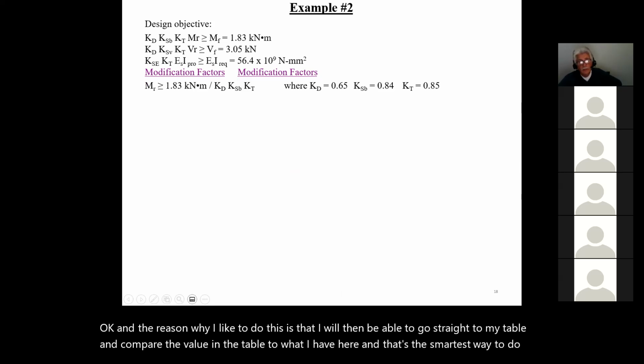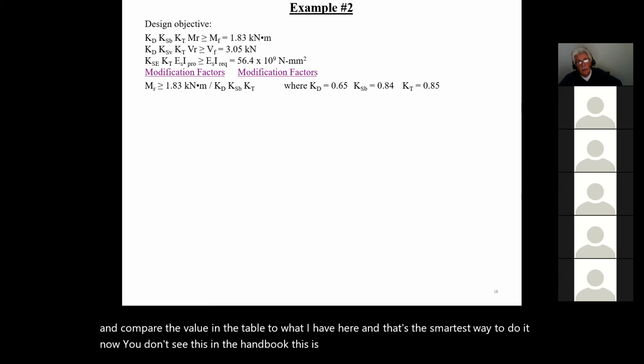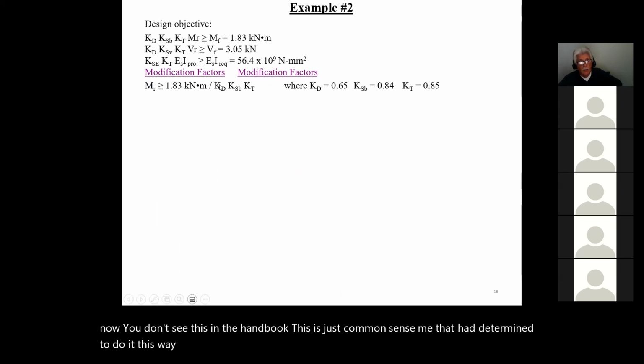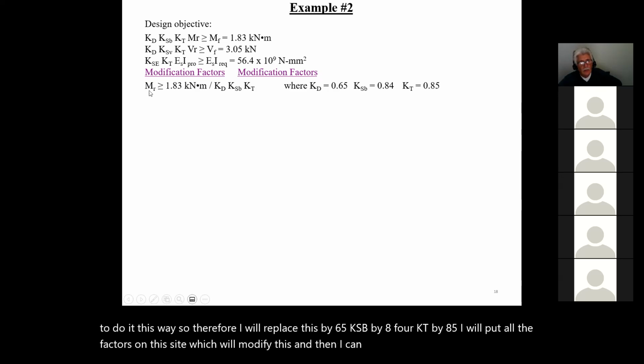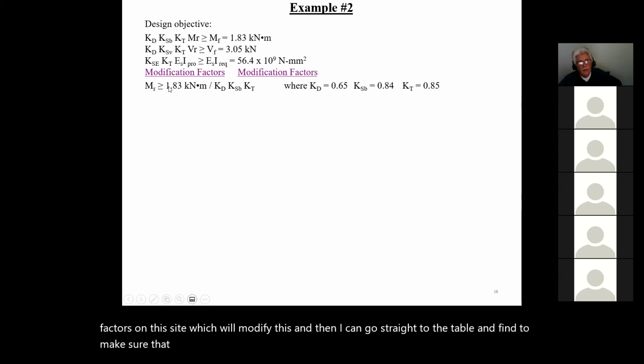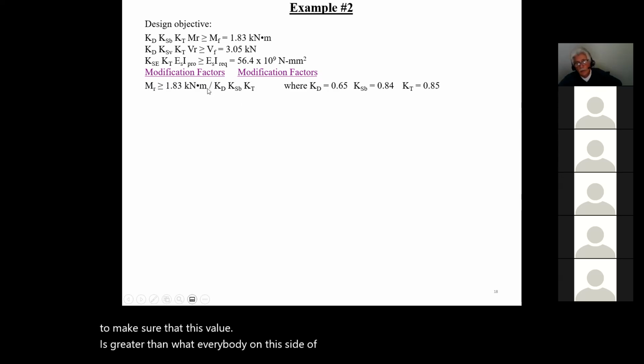Now, you don't see this in the handbook. This is just common sense that has determined me to do it this way. So therefore, I will replace this by 0.65, KSB by 0.84, KT by 0.85. I will put all the factors on this side, which will modify this. And then I can go straight to the table and make sure that this value is greater than whatever value I have on this side of the equation. So that's the easiest way to do it.